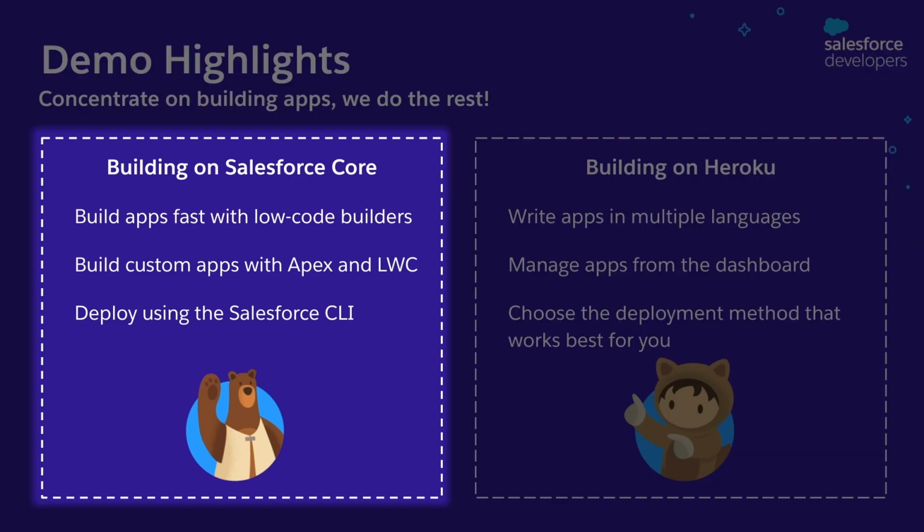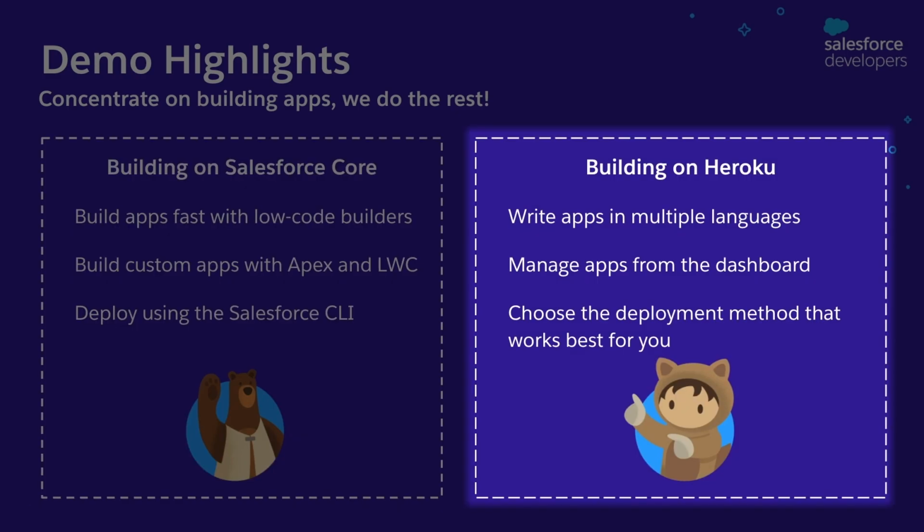In Salesforce Core, you can use our low-code builders to create apps very effectively and fast, or you can create fully custom apps with Apex and Lightning Web Components. In Heroku, you can write apps in many different languages. Remember that you can use Lightning Web Components in Heroku too. You can manage your apps from the Heroku dashboard and from the Heroku CLI. This includes scaling resources, attaching add-ons, and much more.